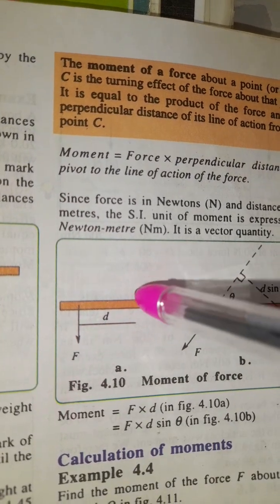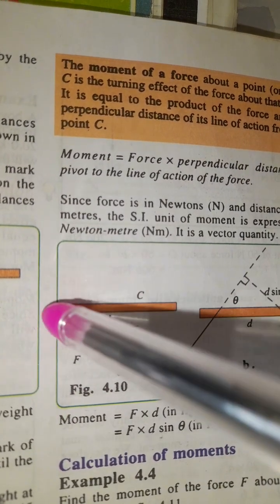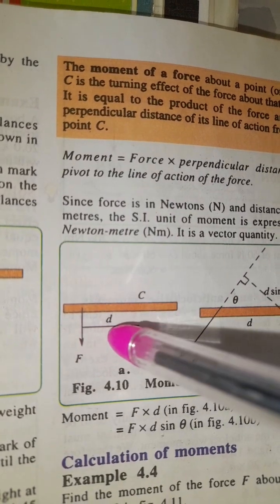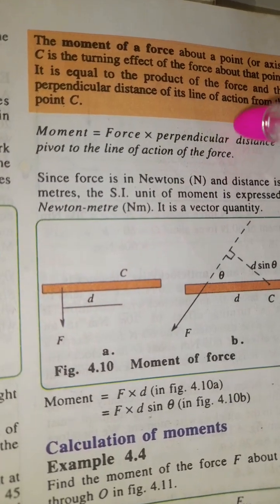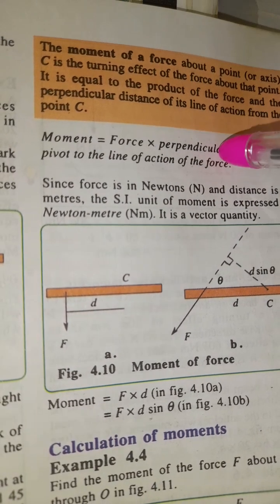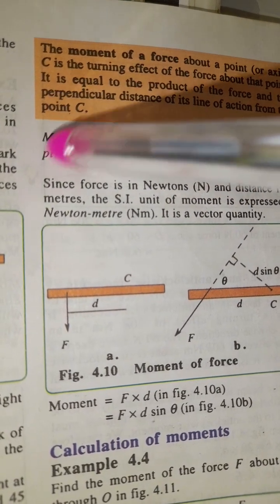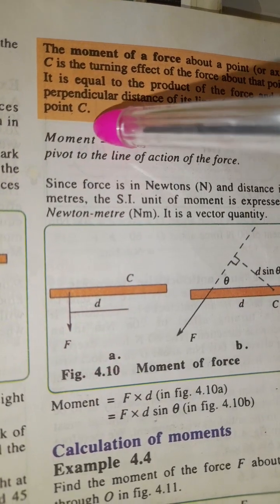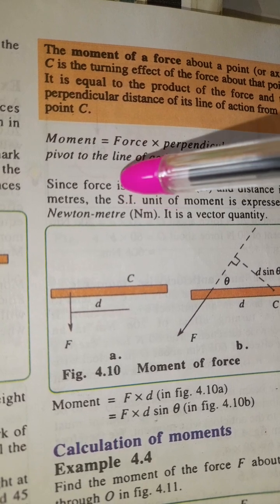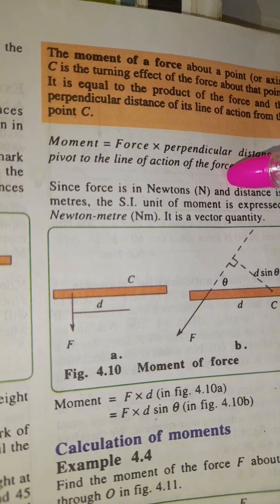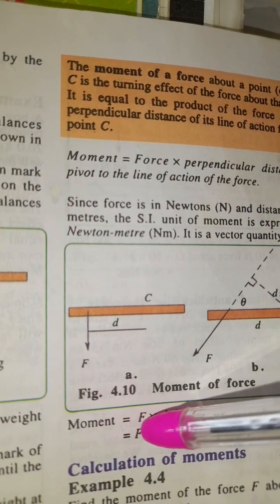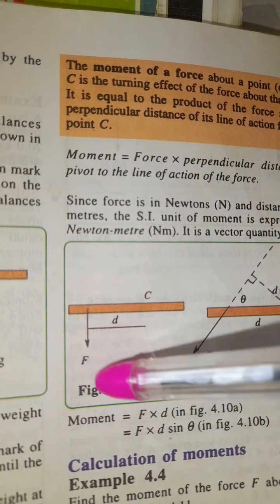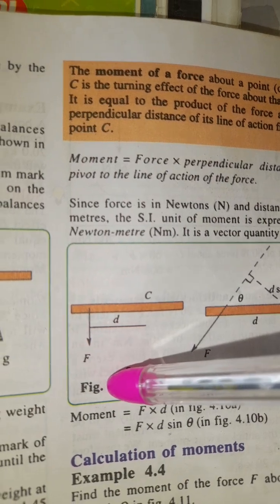Now we further explained that when you have a force that is applied perpendicularly to your pivot C, then the distance between the force and C is d, and that d is your perpendicular distance. So to find the moment, the turning effect of this force F, all you have to do is multiply the force times the perpendicular distance, which is F times d. That will give you the moment. It will give you the turning effect of this force.